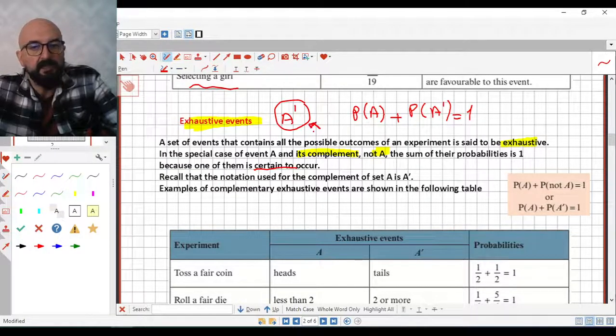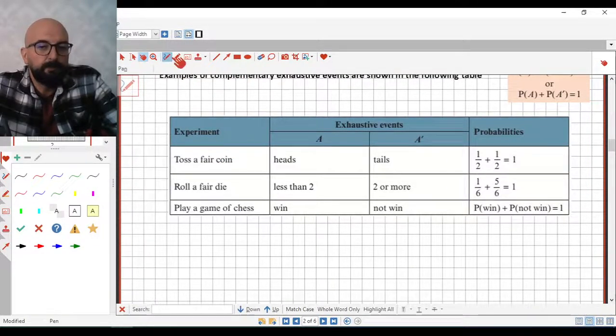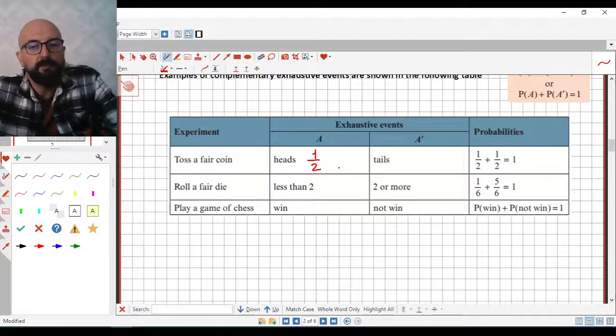Okay, and recall the notation used for the complement of set A. Examples of complementary exhaustive events are shown in the following table. For example, toss a fair coin. The probability of heads is 1 over 2, and the probability of the complement of A, which means tails, is 1 over 2. And 1 over 2 plus 1 over 2 is 1.